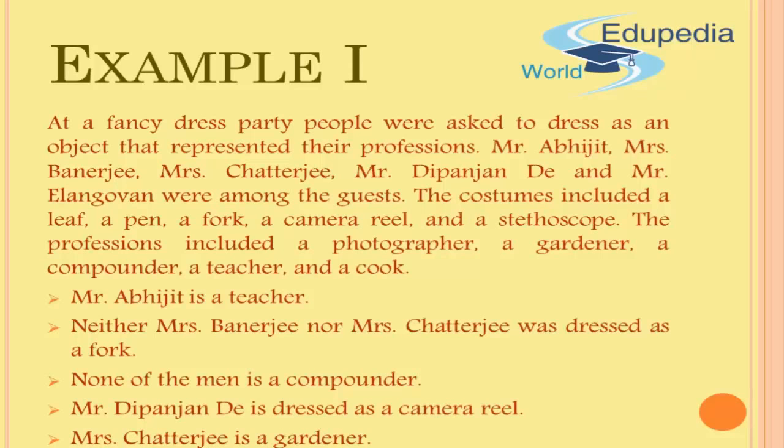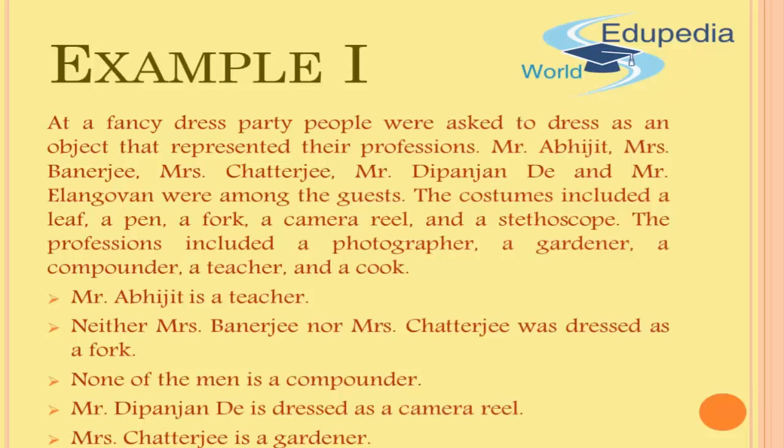Now let us take a look at the clues. First clue says that Mr. Abhijit is a teacher. Okay, that means of course he has to be dressed as a pen. Then I know that neither Mrs. Banerjee nor Mrs. Chatterjee was dressed as a fork. Now guys, I hope as we are reading this question, you are making this table and you are tabulating the data that we are discussing. So neither Mrs. Banerjee nor Mrs. Chatterjee was dressed as a fork. So that means one of the men, either Mr. Dipanjan Dey or Mr. Elangovan, is dressed as a fork, and of course he has to be the cook.